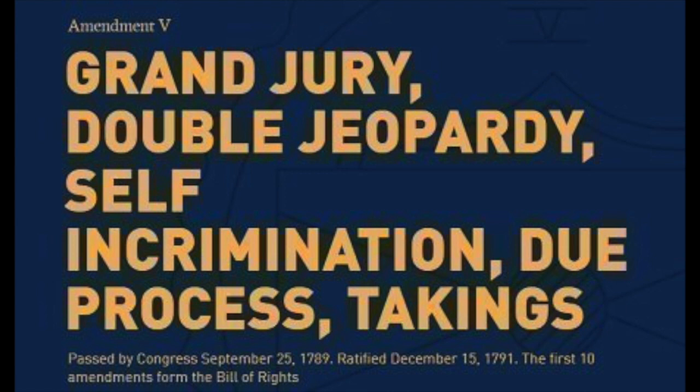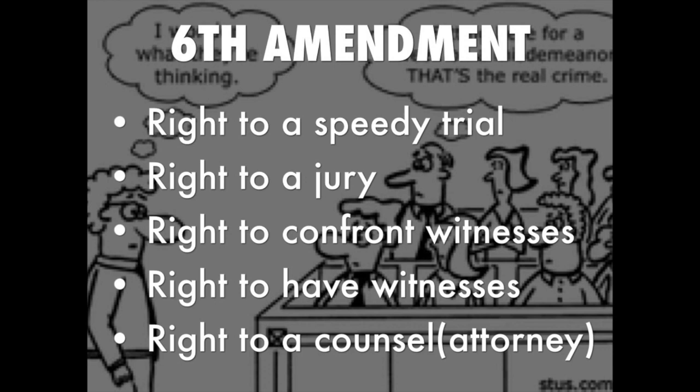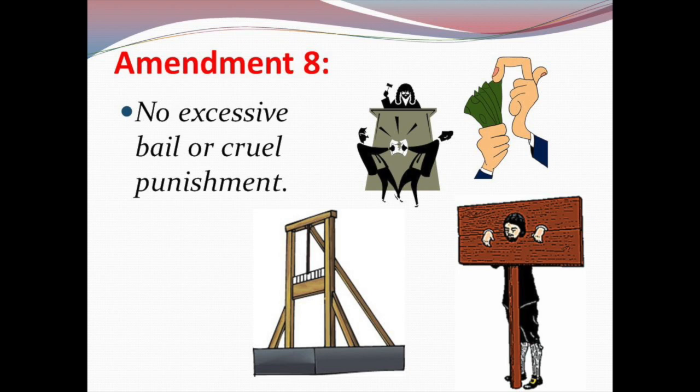The Sixth Amendment protects the right to a speedy trial where you'll have a jury of your peers, you'll be able to confront witnesses that are testifying against you, have witnesses backing your side of the story up, and most importantly, having the right to legal representation through an attorney. And last but not least, the Eighth Amendment, which protects the idea that your punishment should fit the crime. That includes no cruel and unusual punishment and setting a bail that's fair.